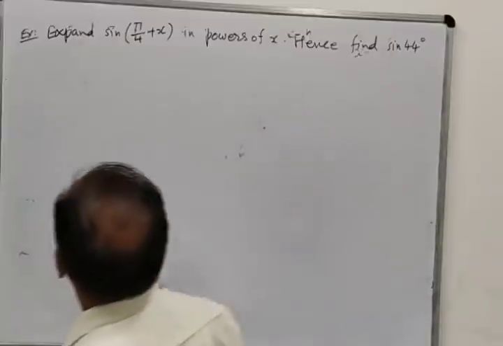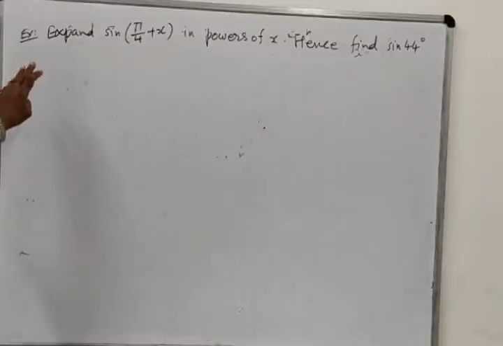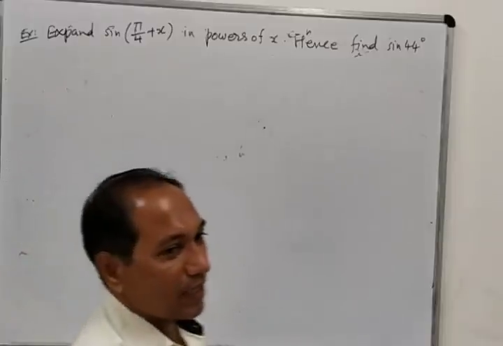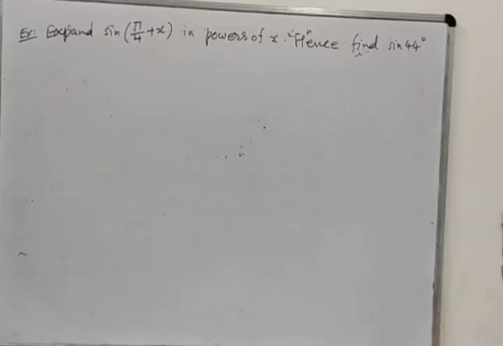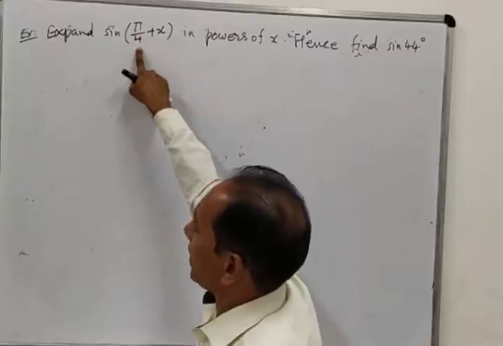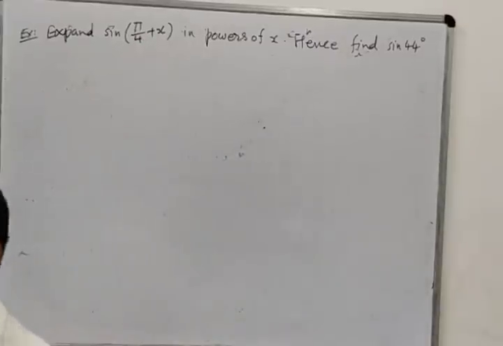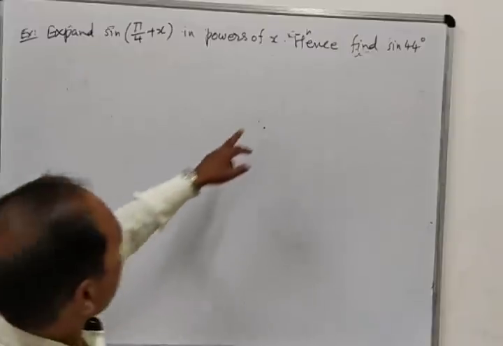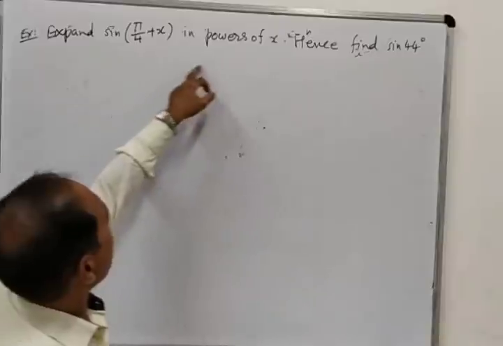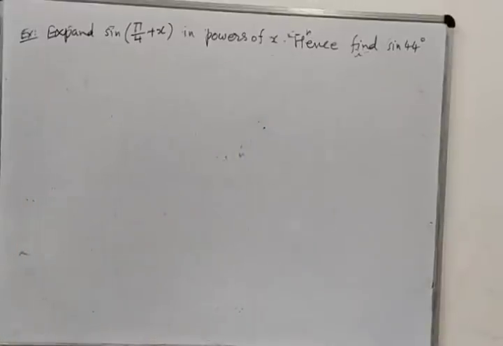So see here, first we want to expand this function in powers of x. There are two types of formula to expand in powers of x. One is the Maclaurin series, and the second is the second type of Taylor series. But here the function is given in the form of sine pi by 4 plus x. That means it is given in the form of f of a plus x. So we will make use of the second type of Taylor series. The second part we will solve later on. Before that, focus on the first part only. Once you solve the first part, the second part can be solved very easily.